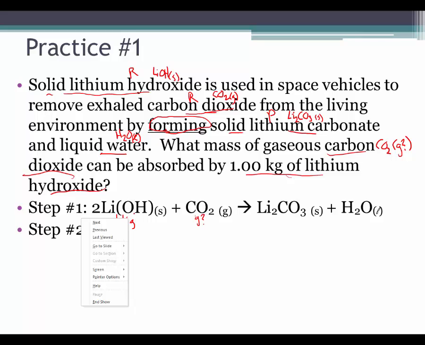So we're going to do our roadmap, but we can't cut across here, mass to mass. We can only cut across at the top. So when we come up top, that means we're converting our kilograms to moles. Now we can compare moles of lithium hydroxide to the amount of moles of carbon dioxide. Once we have moles of carbon dioxide, we can convert to grams. So here's our roadmap. We got 1, 2, 3, 4 stops.